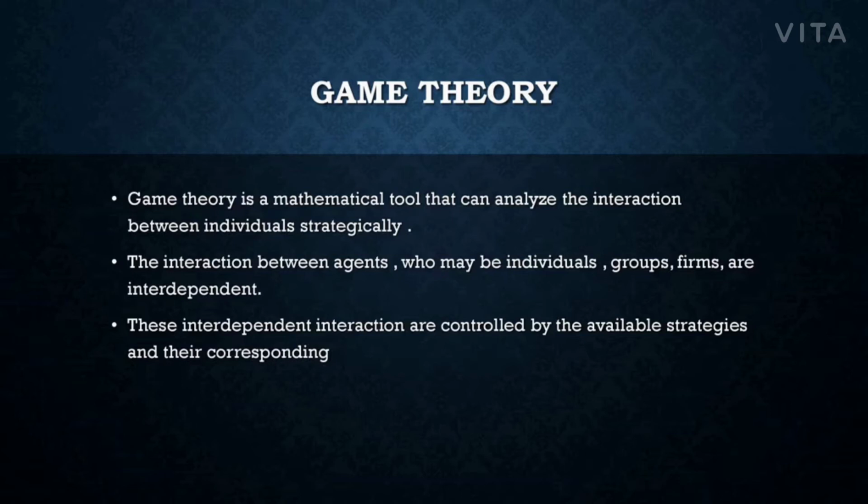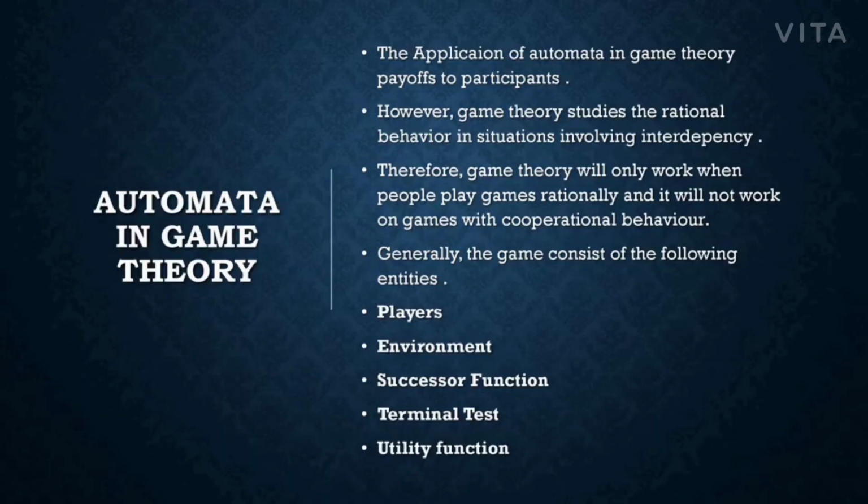Now let me give you more information about how automata is used in game theory. The application of automata in game theory pays off to participants. This means that participants are the ones who are going to apply automata in game theory. Game theory studies rational behavior in situations involving interdependency. This quote was taken from a book published by Macmillan in 1992. This quote defines how automata is used in game theory.